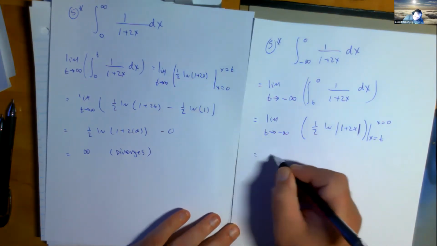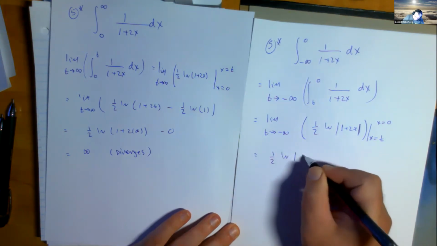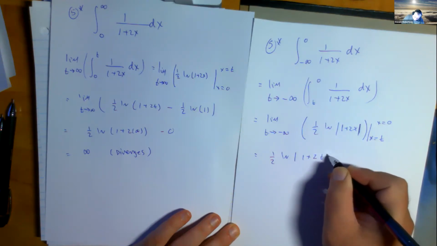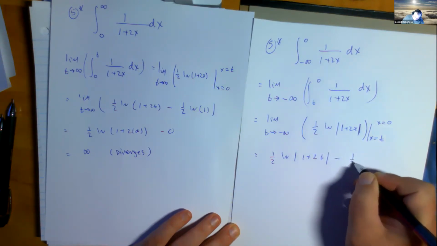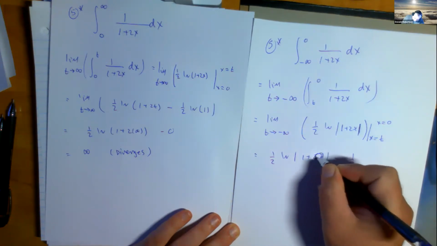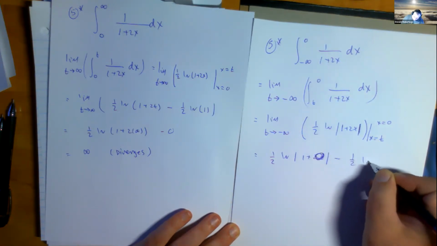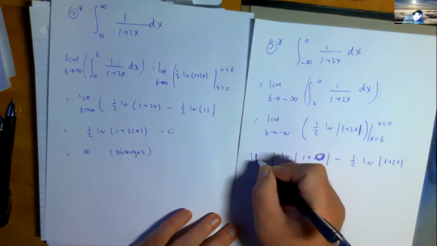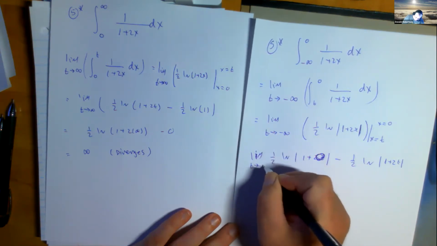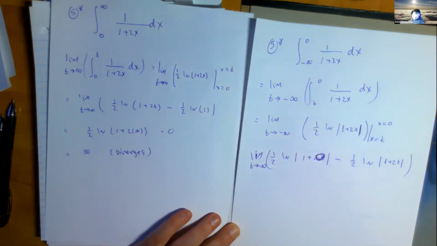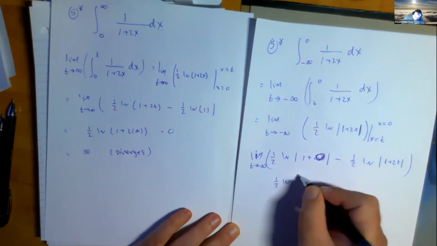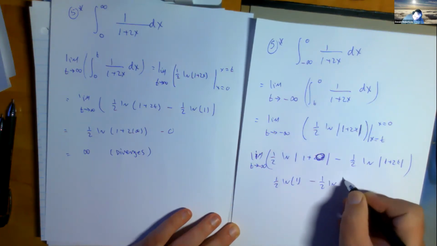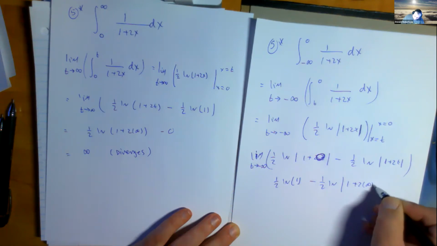So it's time for brute force. 1/2 the natural log of the absolute value of 1 plus 2 times 0. Oh, yeah, 2 times 0, that's 0. Minus 1/2 the natural log of the absolute value of 1 plus 2t. And I still haven't done my limit yet. Okay, that becomes 1/2 the natural log of the absolute value of 1, take away 1/2 the natural log of the absolute value of this fella.